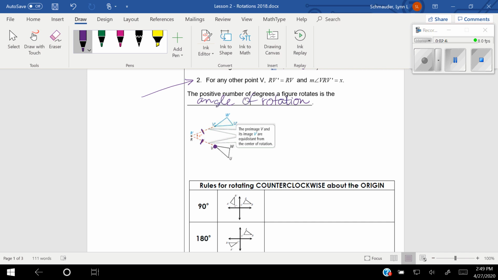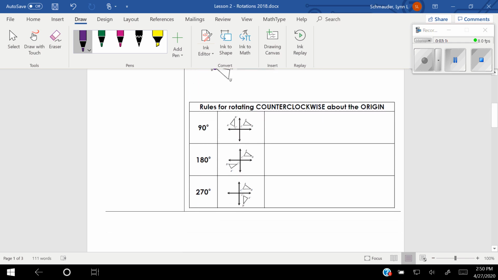And the measure of that angle of rotation is going to be whatever it is. We're just calling it x here. So if I draw RV prime and I draw the segment RV, the angle between those two segments is what the angle of rotation is.